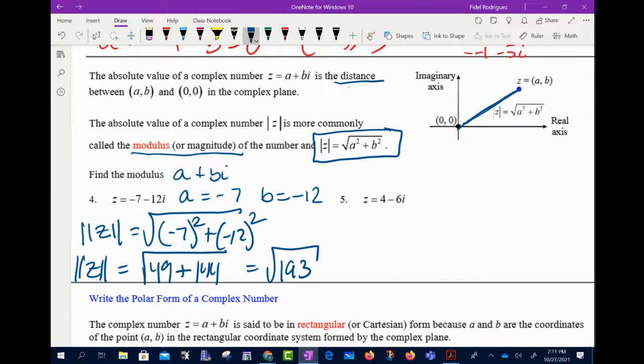It's exactly what it means. The absolute value of z is equal to the square root of 193. And I'm just going to leave it like that because 193 is not a number that I can simplify, so I'll leave it that way.